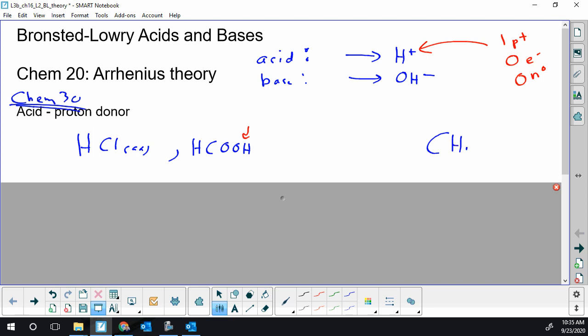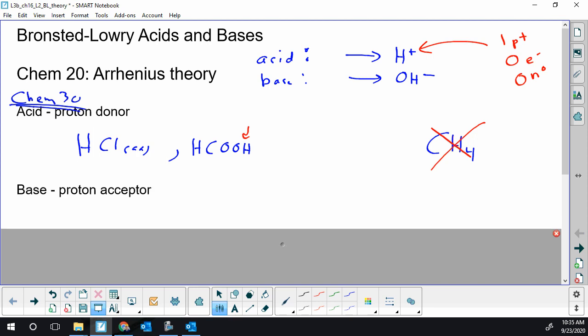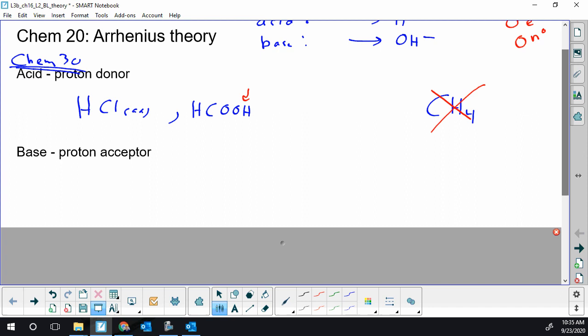Something like methane, a hydrocarbon, is not an acid. And it's not an acid because none of those H's are donatable. They're all too strongly covalently bonded to that carbon to come off. And we're going to be writing equations that will show this donation process much more clearly today and in future lessons. A base is now a proton acceptor.